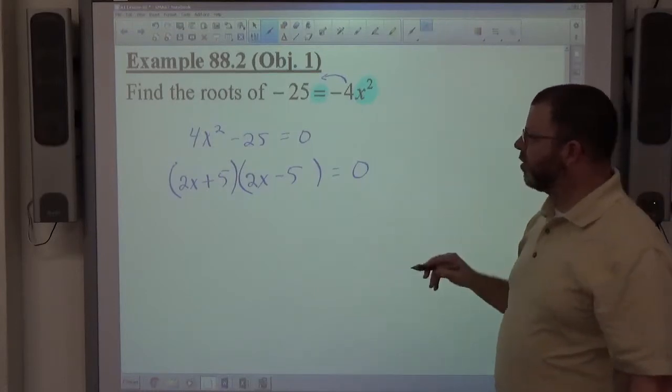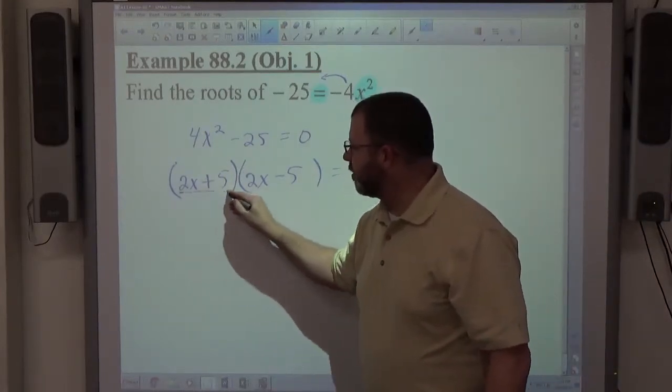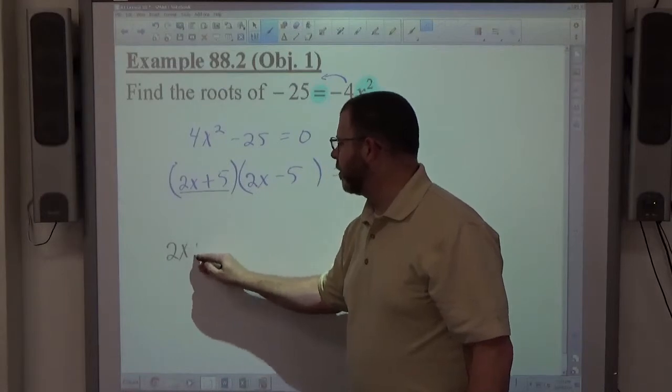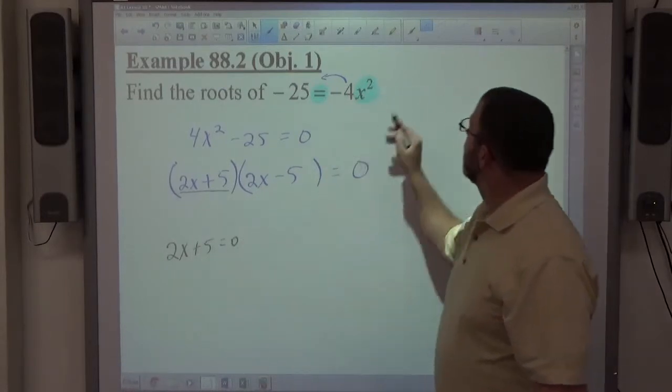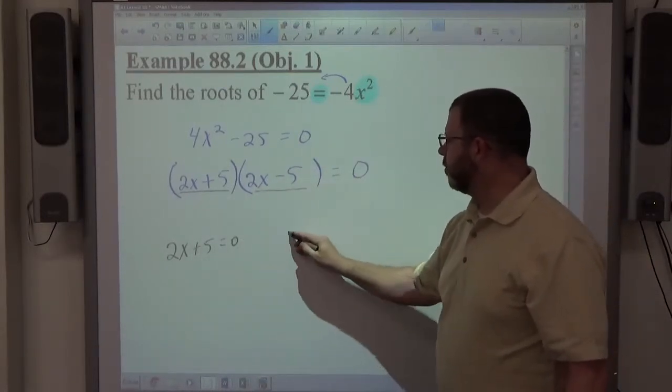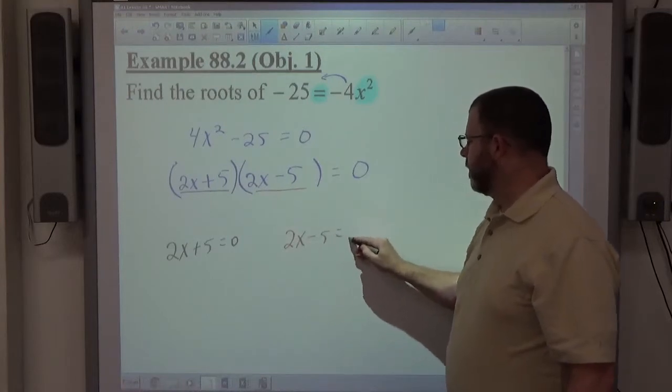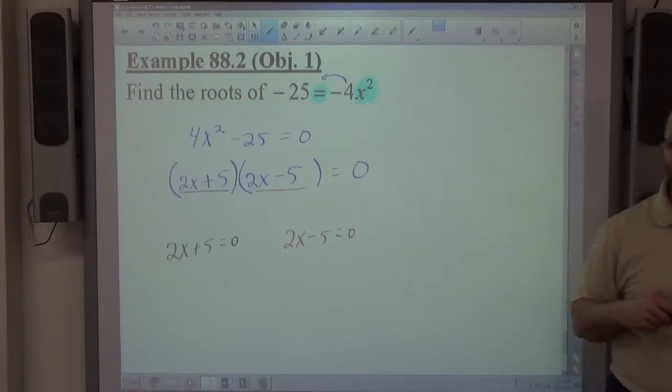At this point, I apply the zero product property. Factor 1, 2x plus 5 could equal 0. Factor 2, 2x minus 5 could equal 0. Either one of those is true, the entire equation is true.